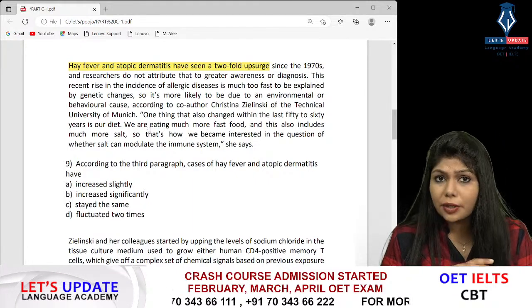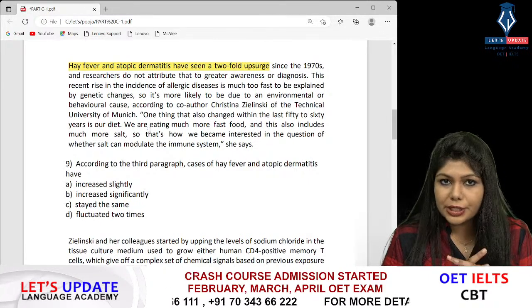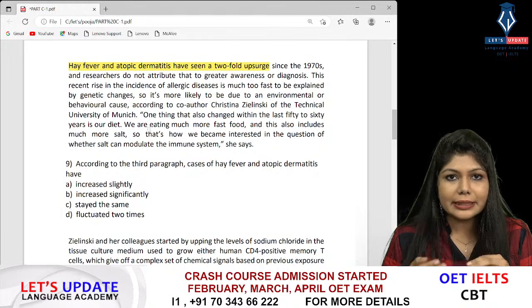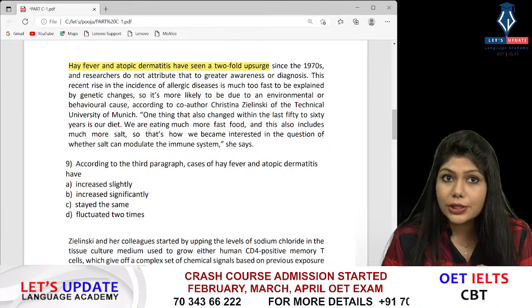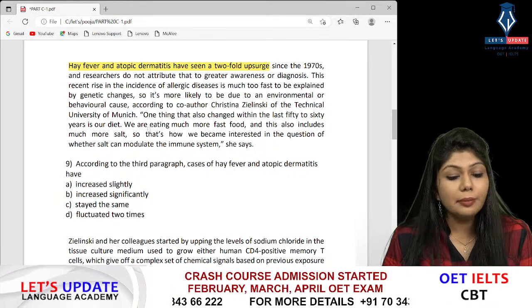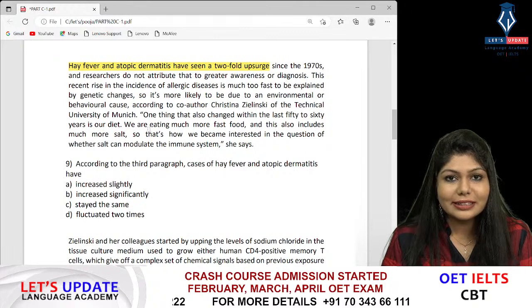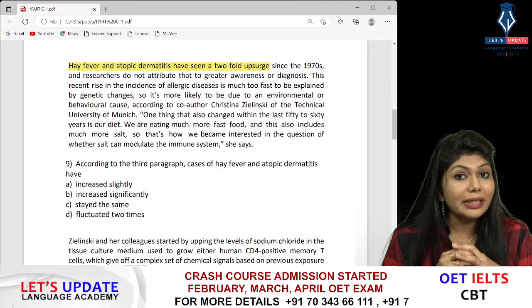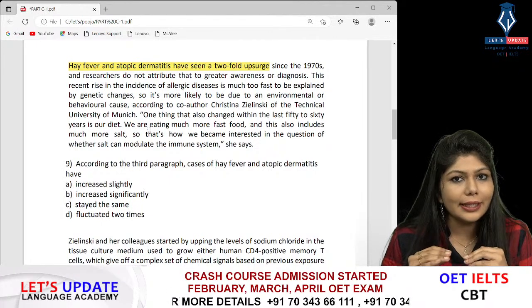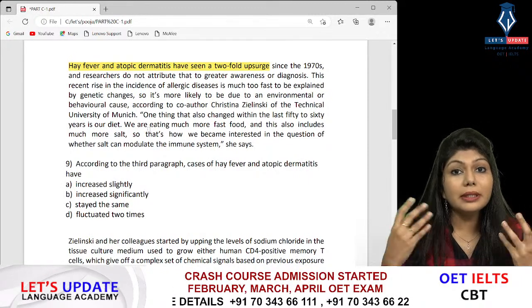But that is not mentioned here. Fluctuation, or going up and down, an increase and decrease and increase and decrease, has not happened, and anything of that sort is not mentioned, because of which we have to eliminate D. And we have to eliminate C, because it has not stayed the same. They have told us that they have seen a twofold upsurge, so it means it has not increased slightly either, it is like a doubling in the increase.